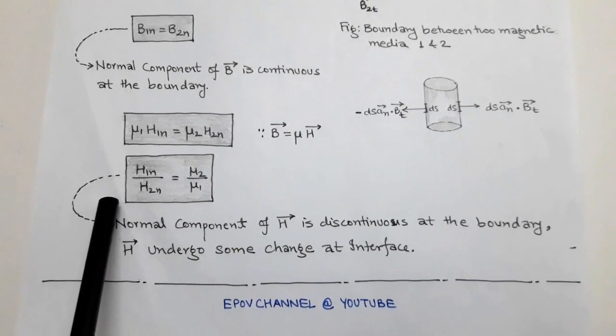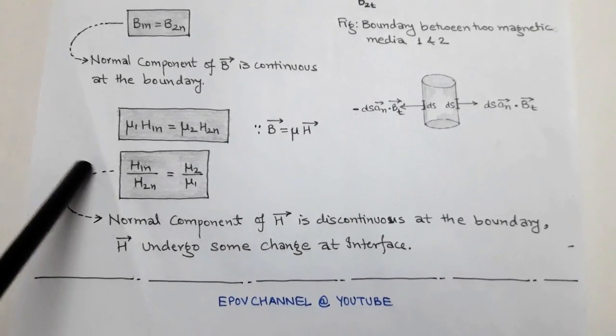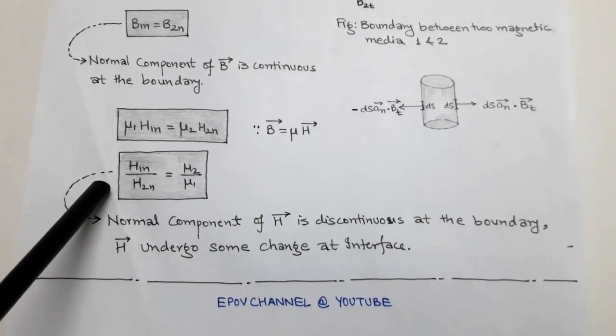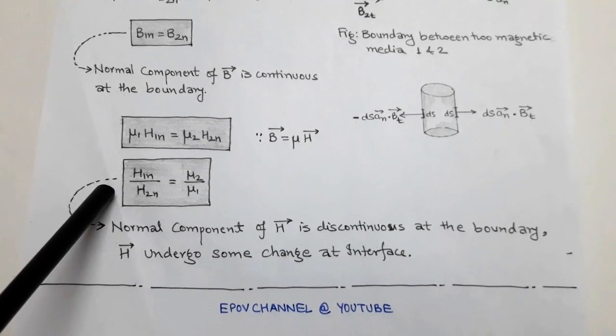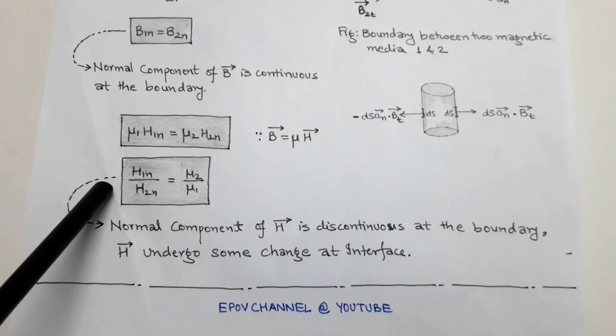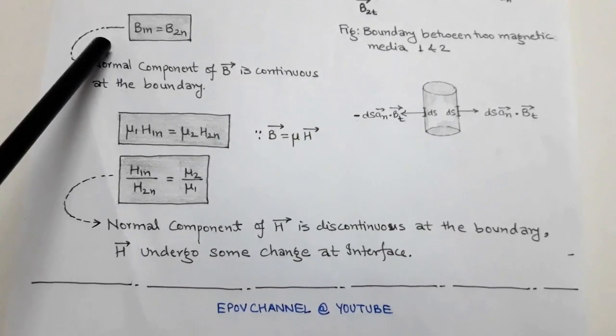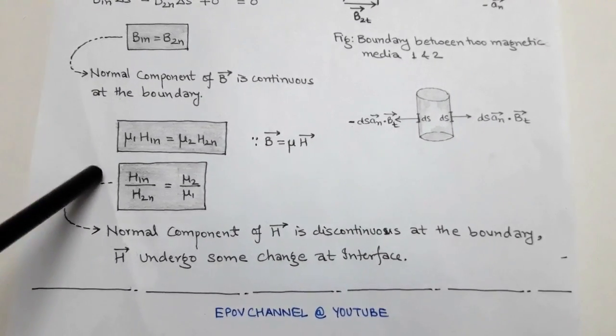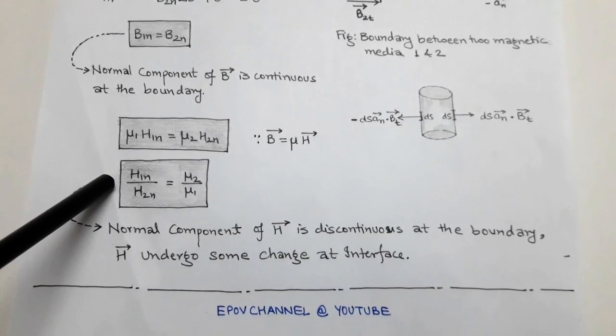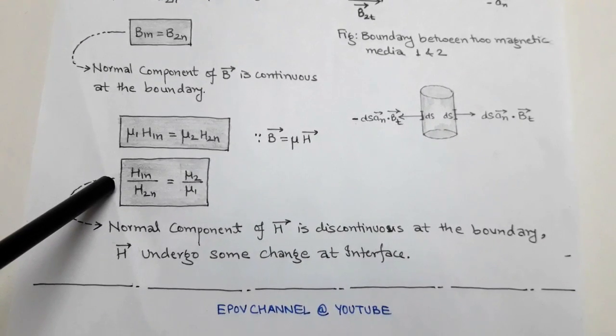Here the magnetic field intensity H undergoes some change at the interface of the two magnetic media. So by using Gauss's law, we get two conditions. One is the continuous condition, that is, the normal component of B is continuous at the boundary, and the second is the discontinuous condition of magnetic field intensity H.